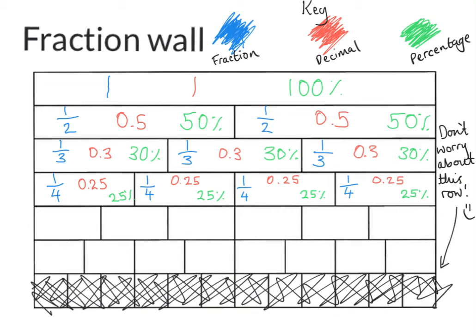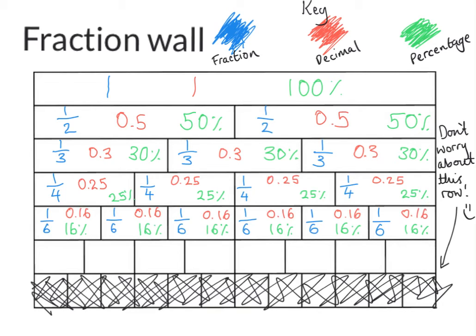So your first line, you should have got a third. So there are 3 bars altogether on this row, and each bar represents 1/3, 0.3 and 30%. This one was quite tricky, so don't worry if you didn't get this one right, but there are 6 bars here. So each part is representing 1/6, which as a decimal is 0.16 about, and then as a percentage that's going to be 16%, roughly.